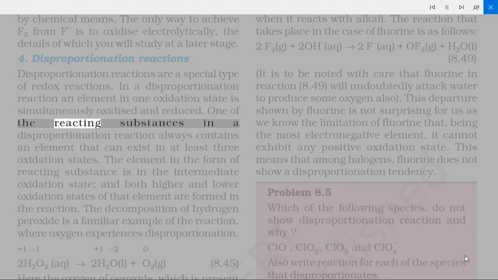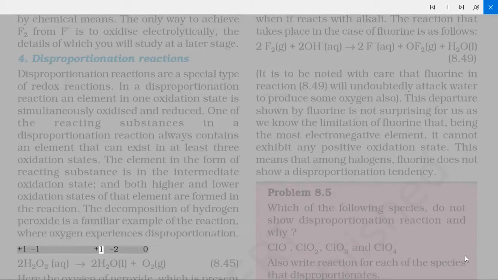One of the reacting substances in a disproportionation reaction always contains an element that can exist in at least 3 oxidation states. The element in the form of reacting substance is in the intermediate oxidation state, and both higher and lower oxidation states of that element are formed in the reaction. The decomposition of hydrogen peroxide is a familiar example of the reaction, where oxygen experiences disproportionation.